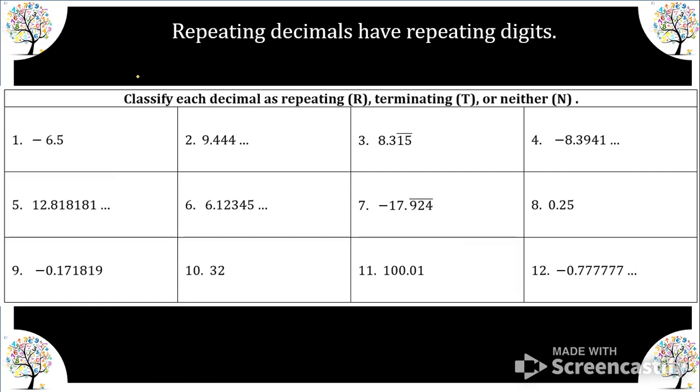Okay, now you classify these, and then make sure you check.